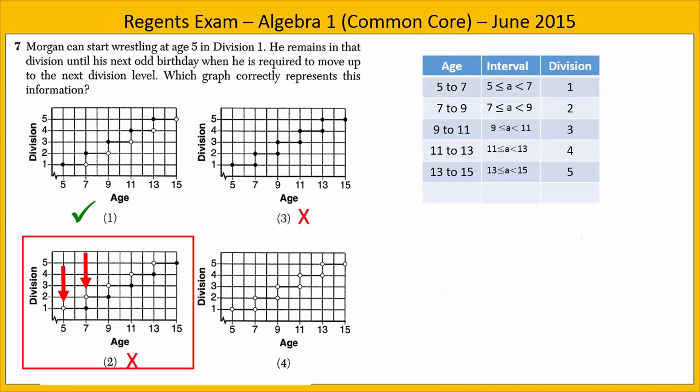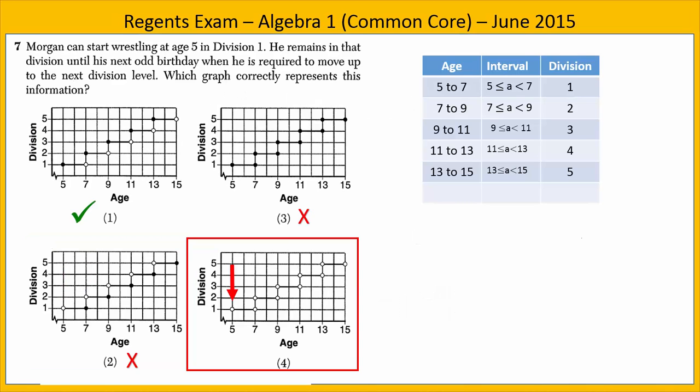And so that's not a valuable solution. How about choice 4? Choice 4 shows the same oddity at age 5, open circle, meaning Morgan's age 5 and is not in any division. Look at the next birthday, age 7, 2 open circles. Morgan is in no division at age 7. That doesn't make sense.